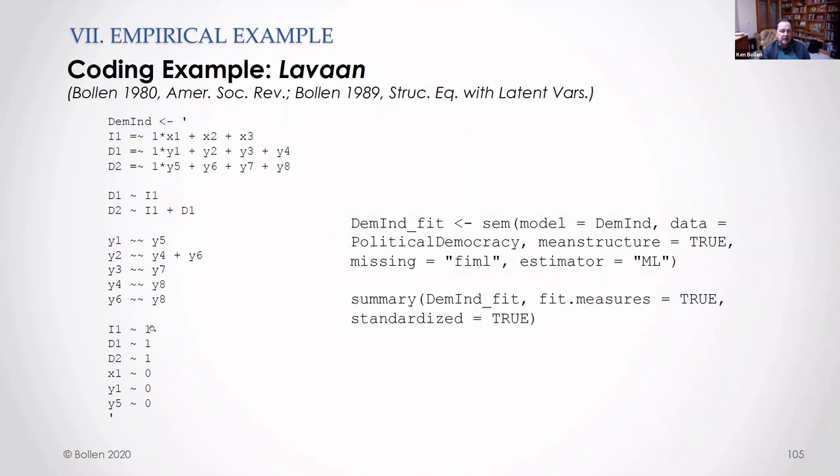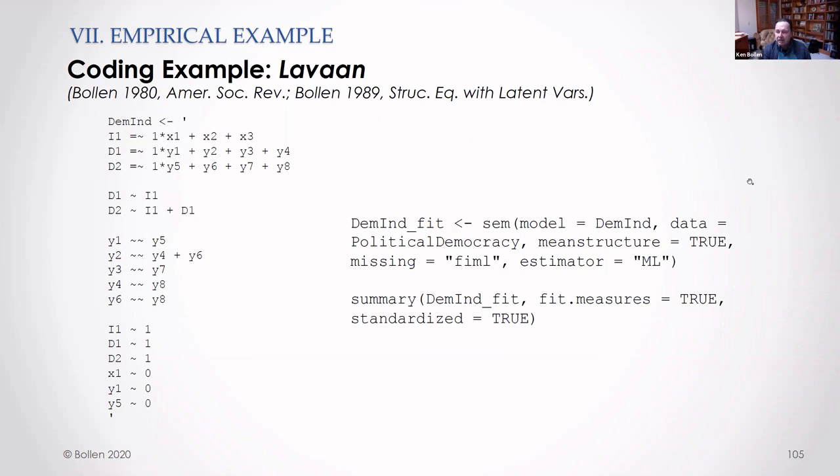This is how we get the mean value for industrialization and the regression intercepts for democracy in that first equation and the second wave democracy here. This is how we tell it the scaling indicators. We're saying make X1 the scaling indicator of industrialization, make Y1 the scaling indicator of democracy at the first wave, and make Y5 the scaling indicator of democracy at the second wave.